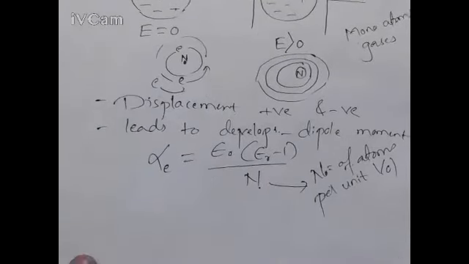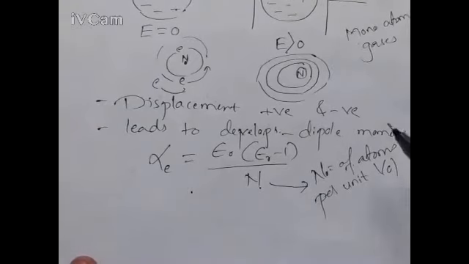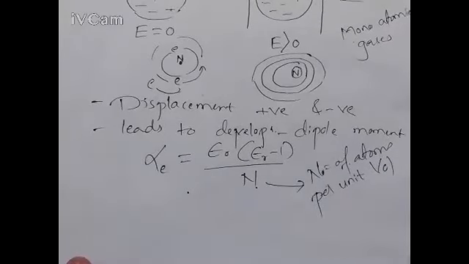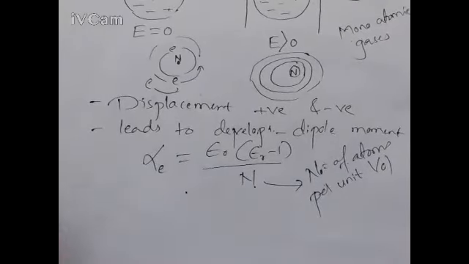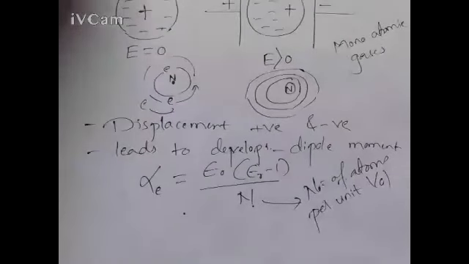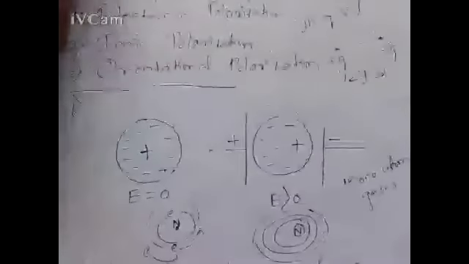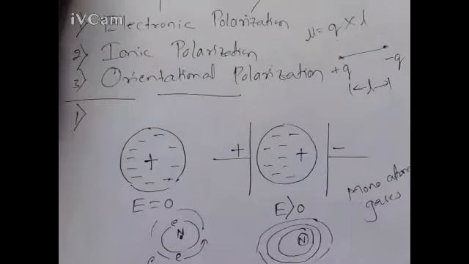Don't bother much about these equations. You have to explain with the diagram neatly. That is more than enough in the examination. There are a few equations that I'll discuss. So this is the first type. This first type is the electronic polarization.